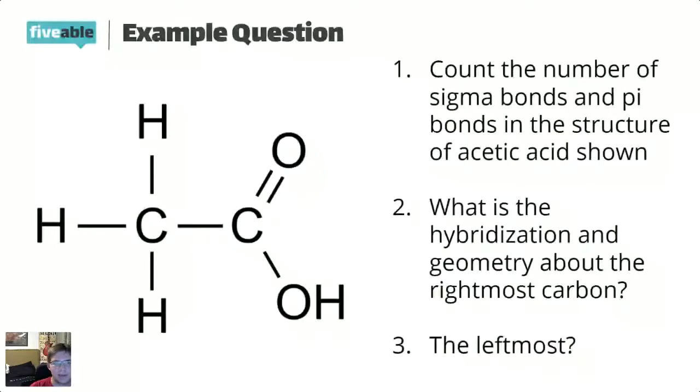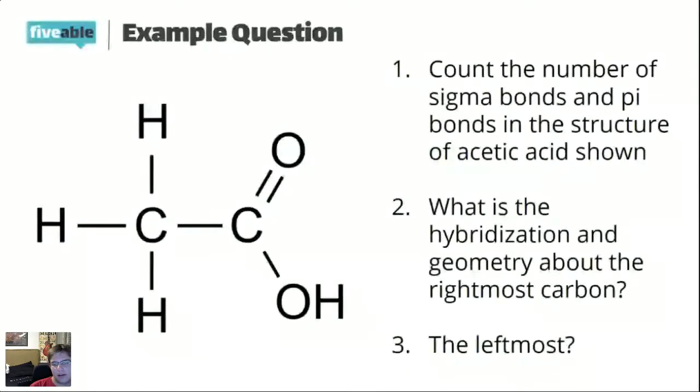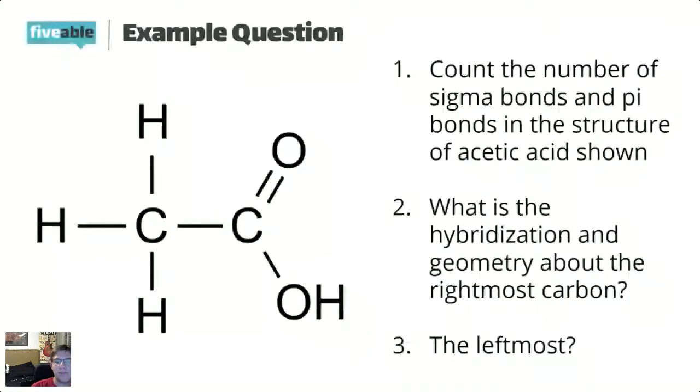So you say 5 sigma, 1 pi. So 1, 2, 3, 4, 5 sigma, 1 pi. Perfect. All right, 5 sigma, 1 pi. It's a perfect answer. Couldn't have said it better myself.